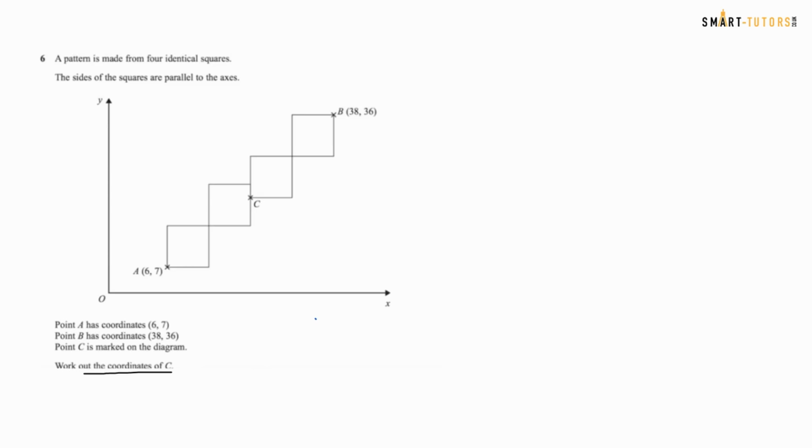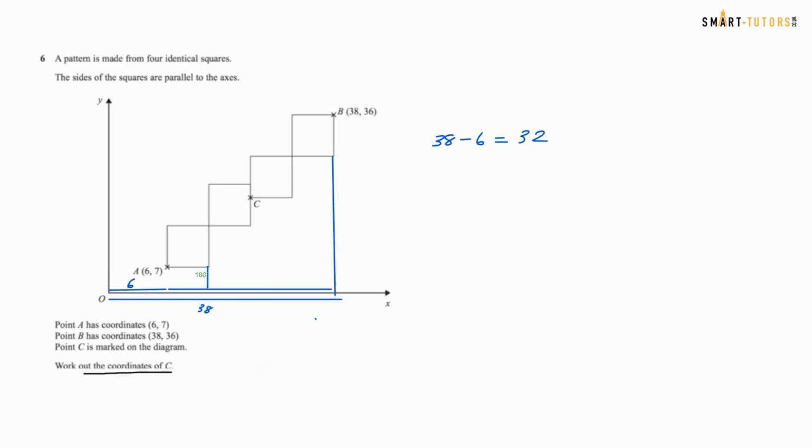So what we are going to do here: 6, 7 means the X coordinate from here is 6, and from here to here is 38. So this is 6 and this is 38. So what does that tell us? From here to here, the difference between 38 and 6 is 32. So the 32 is going to be 1, 2, 3, 4 squares.